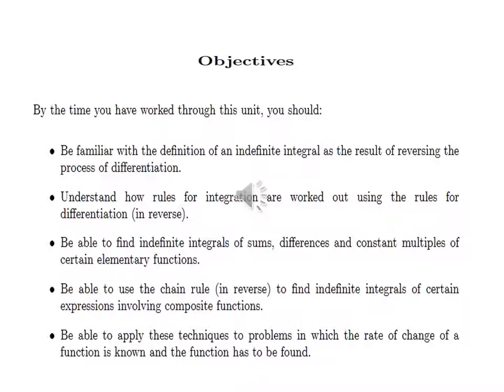Be able to apply these techniques to problems in which the rate of change of a function is known and the function has to be found.